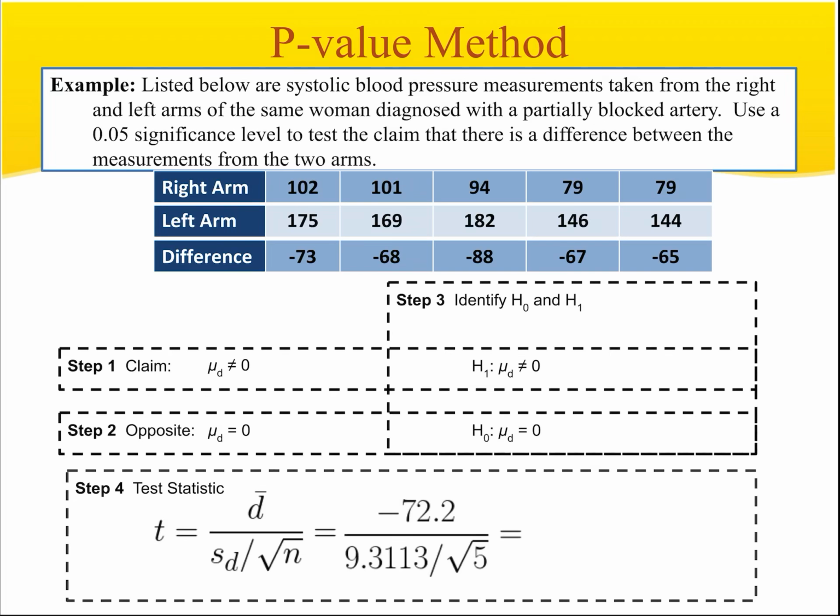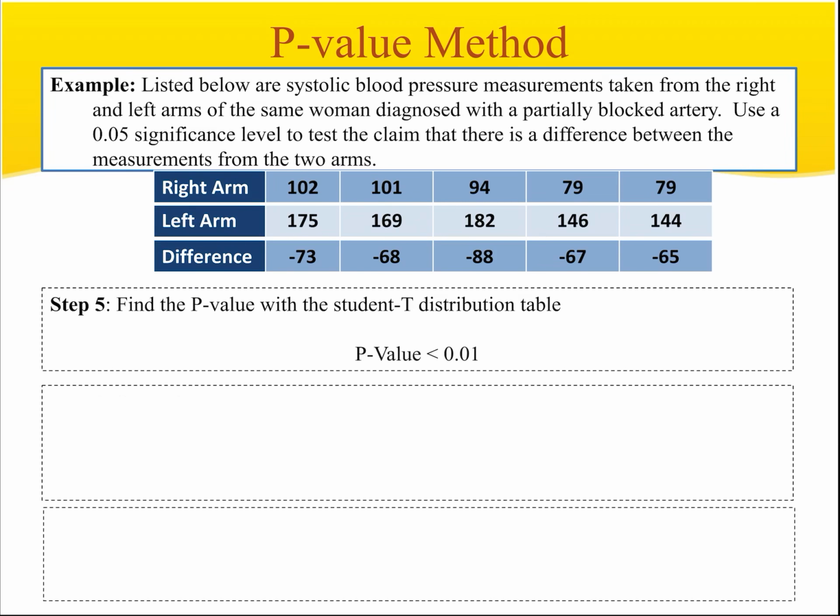Okay, find the standard deviation then of those numbers. So the negative 73, negative 68, negative 88, negative 67, negative 65. You need to find the mean of those to get negative 72.2 and the standard deviation of those to get 9.3133. And there are 5 samples here, 5 right arm, left arm pairs. When we plug all that in, we get a t-value of negative 17.339. If we're using the p-value method, we need to find the p-value that corresponds to that test statistic.